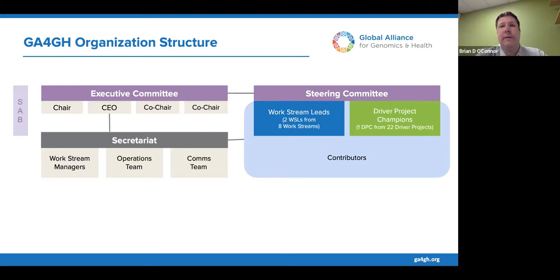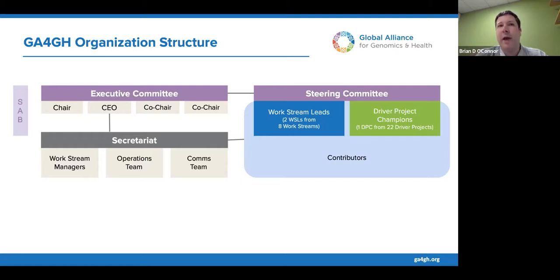And so that looks like, on the right-hand side, we have the workstream leads that are helping to guide the workstreams and guide their work in collaboration with driver projects, as well as the contributors that are coming into these workstreams. And on top of that, there's a steering committee. The steering committee is made up of workstream leads and driver project champions. It's really there to provide a checkpoint and extremely useful feedback on the API standards that are going through the process of being turned into a GA4GH standard.